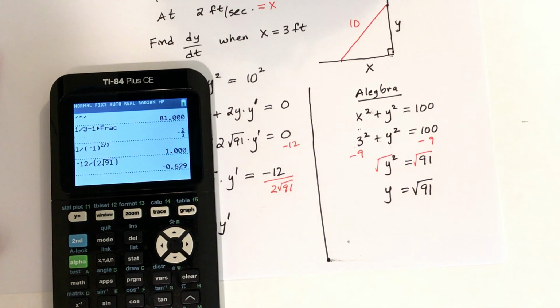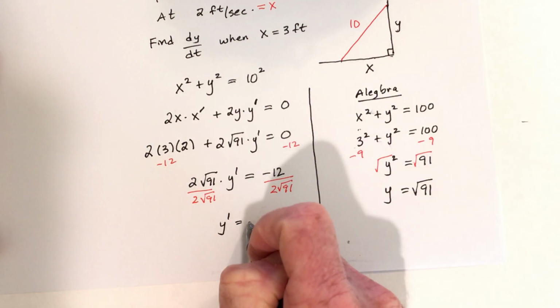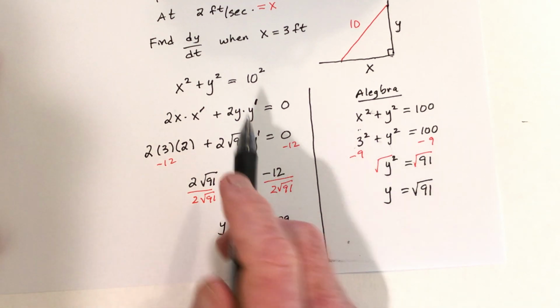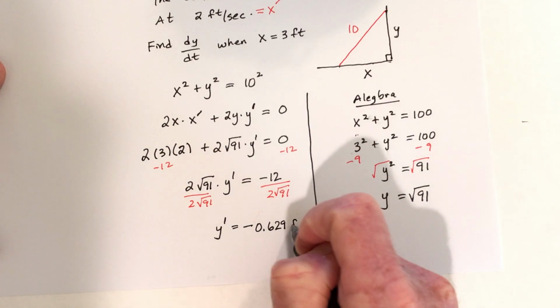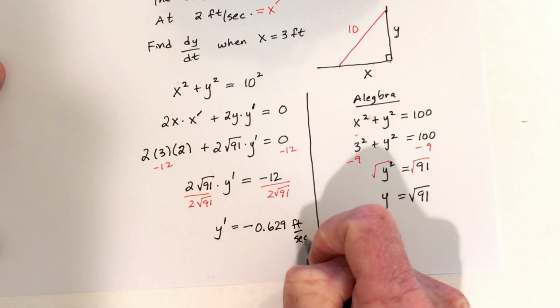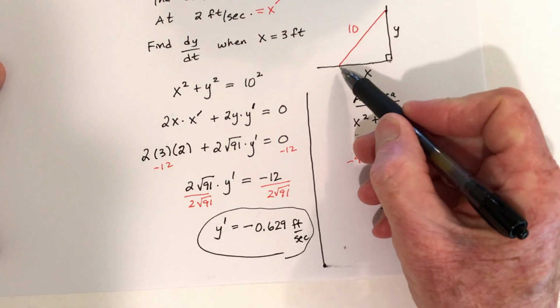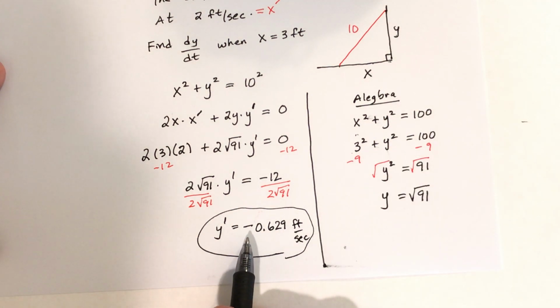There we go. So then it's negative 0.629, and then the units would be the same as this, feet per second. And then the negative makes sense to me because if somebody's pulling the bottom out, that means the top is going down. And that's what the negative means. So negative means going down. Positive would be if it was going up.